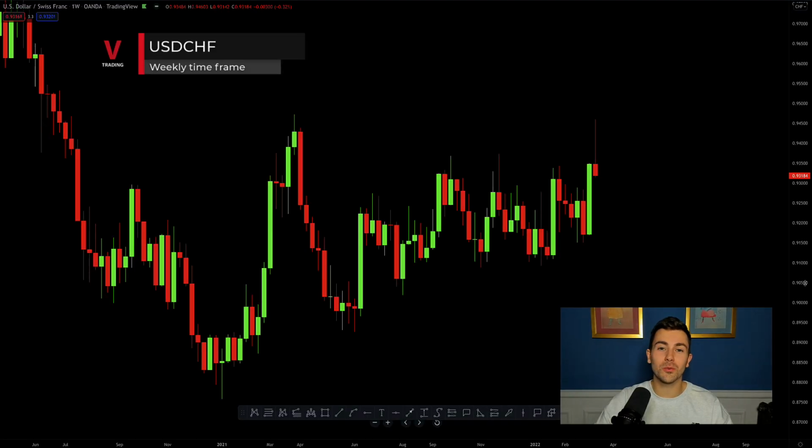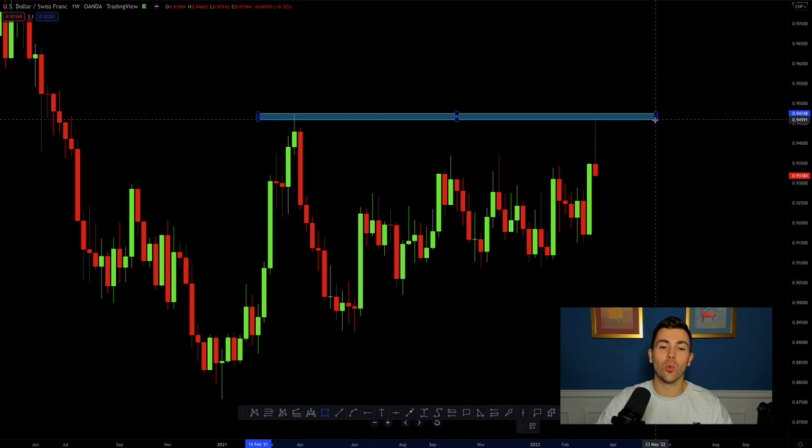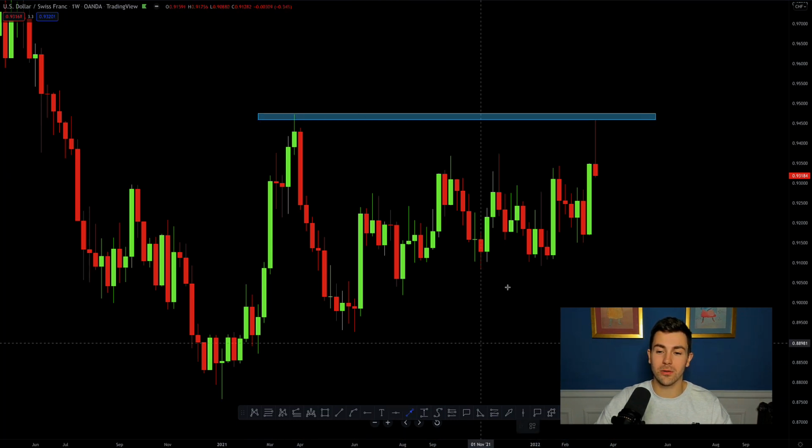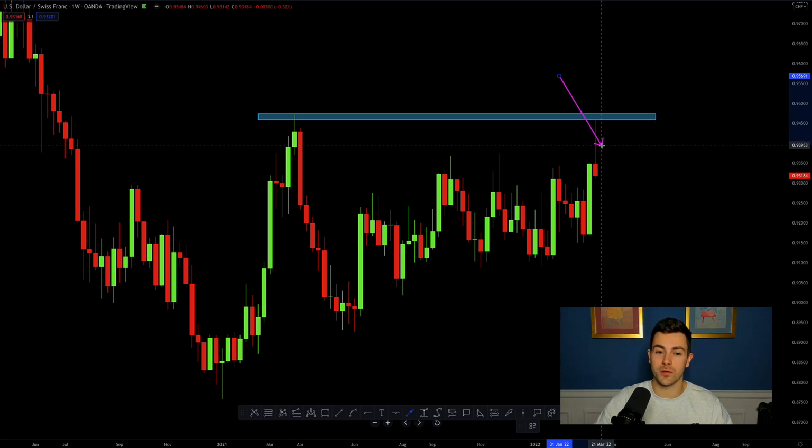Alright traders, let's start with the dollar Swiss pair. We are on a weekly time frame, and a very important thing happened with the dollar Swiss pair this week. As you can see, looking left at structure, here we have a very strong weekly structure resistance. And look, once the price reached that structure this week, the market was nicely rejected. Yes, you can see how nicely the price dropped from that structure.